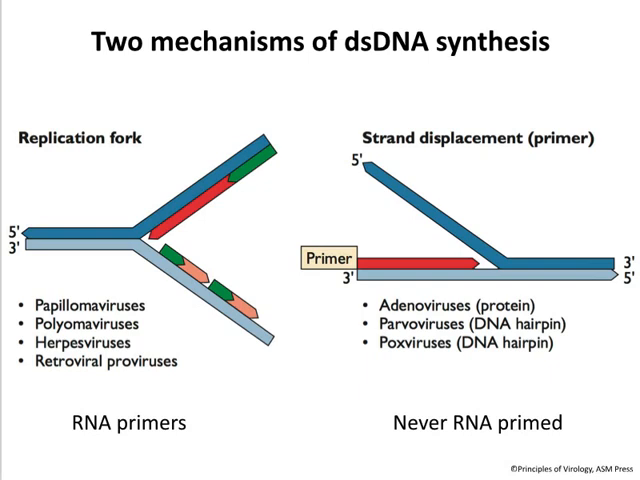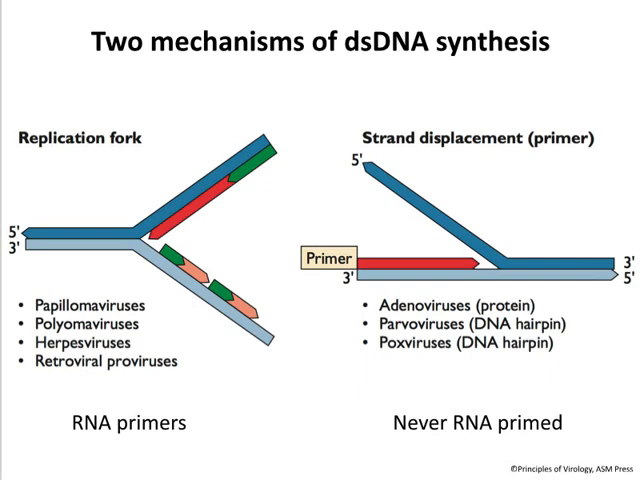So replication fork, both strands are replicated at once. And you can see right away this is a bit of a problem because on one strand the synthesis is going in one direction, and in the other it's going in the other. But the fork is growing this way, so this presents a problem, as you'll see.